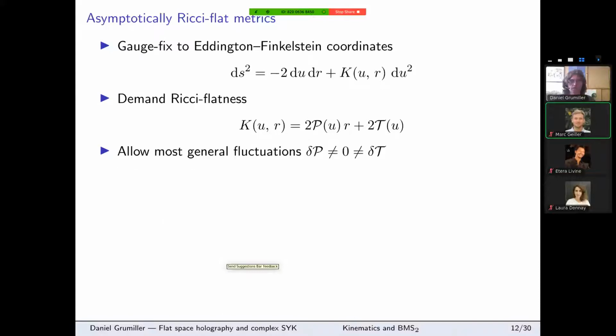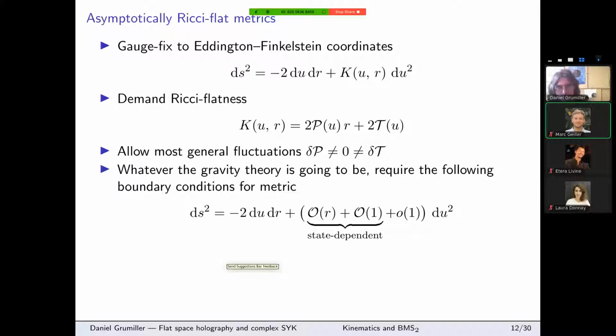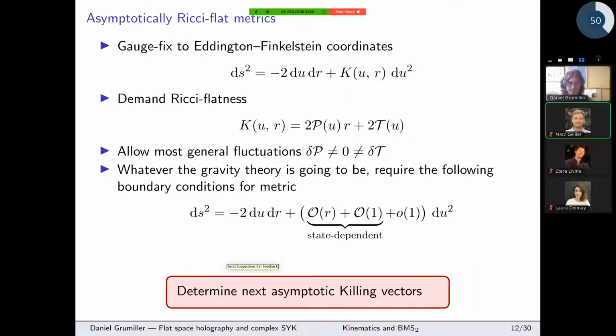So the boundary conditions that we want to impose are to restrict to metrics of this type with functions k that are linear in r and functions p and t that are allowed to fluctuate arbitrarily. Whatever the gravity theory is going to be, we require the following boundary conditions for the metric. We have a linear term in r, an order 1 term, and in principle also subleading terms that vanish as r goes to infinity. So this is our operational definition of locally asymptotically flat metrics in 2 dimensions. Okay, so let's proceed with this. Let's assume this makes sense.